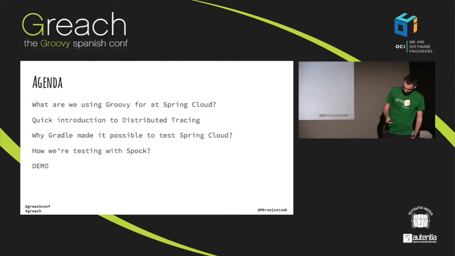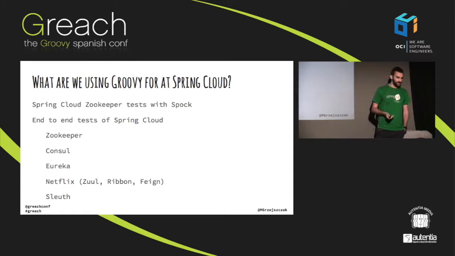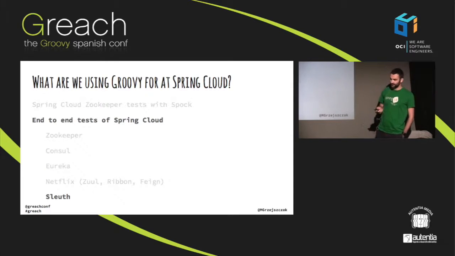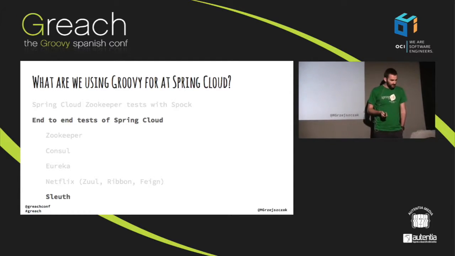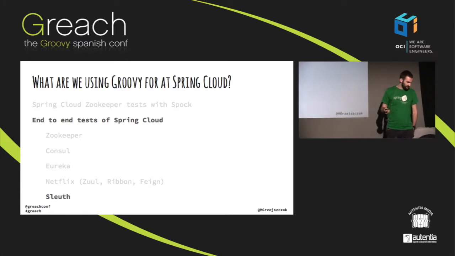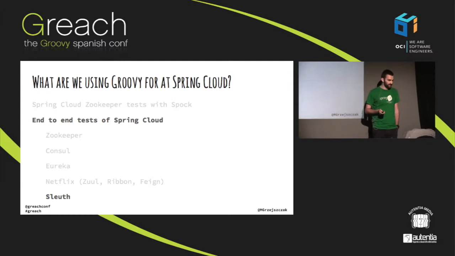Okay. So what's on the agenda? First, I'm going to tell you what we are using Groovy for at Spring Cloud. Then, in order to show you how we're using Groovy and Gradle, I will need to give you a very, very short introduction to what distributed tracing is, so that you get the examples that I'm going to show you later. But it's going to be a very short introduction. Then I'm going to tell you why I chose Gradle for the tests that we're doing, and why it was the best choice in order to test our stuff. And then I'm going to show you how we're running tests with Spock, how we're building reports. And if the demo gods and my pointer allow me, I'm going to show you the demo of whatever I'm going to show you on the slides.